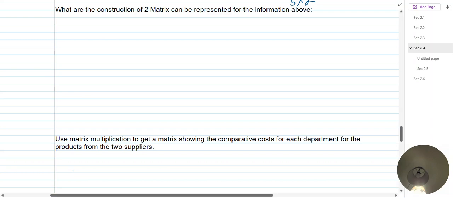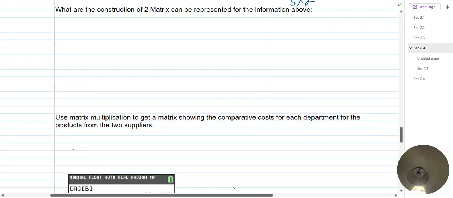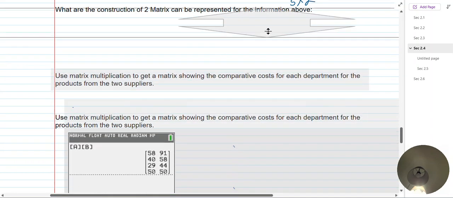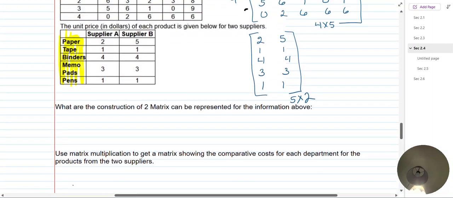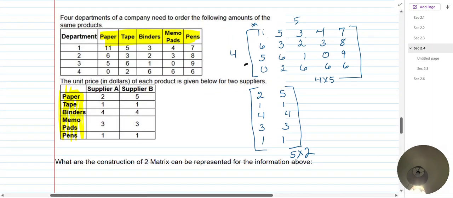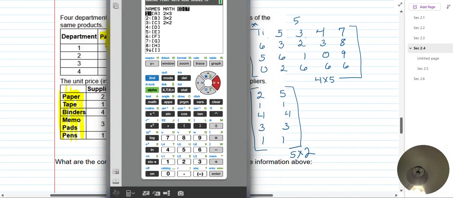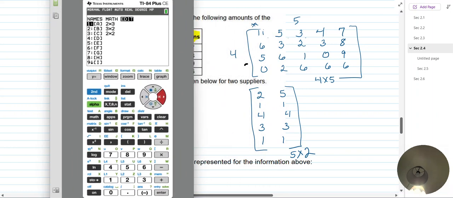Okay, so I am going to move that up. Oh, there you go. Now use the matrix multiplication to get the matrix showing the composite cost of each department. So what we're going to do on this one is enter those in our calculator. That would be way too much math to do by hand. Second matrix, and we're going to edit.